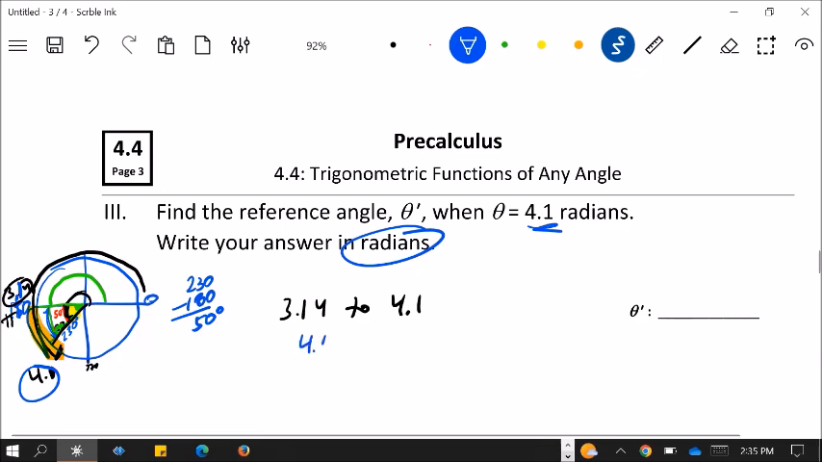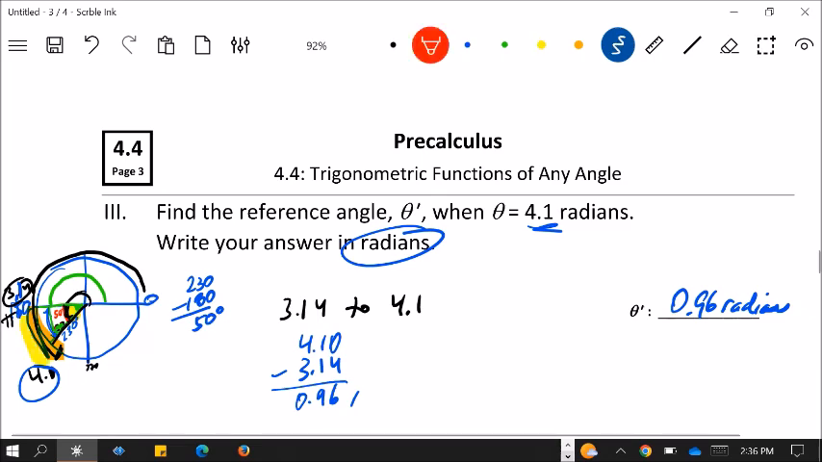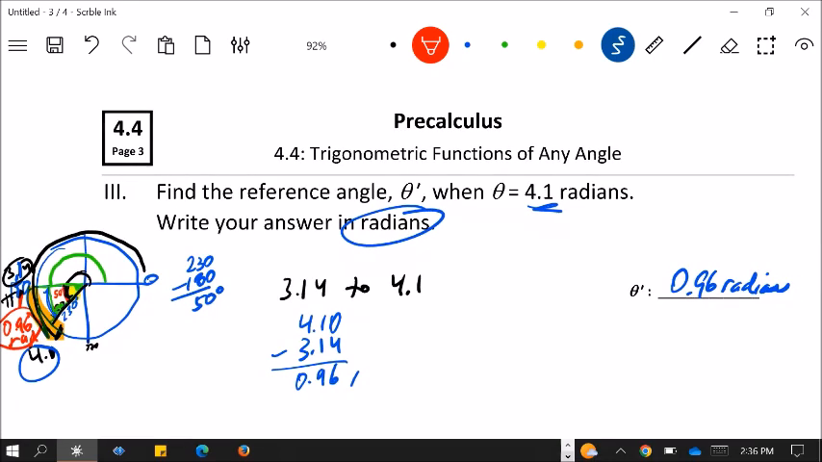To do that, we just simply subtract: 4.1 minus 3.14 is 0.96. So the difference between 3.14 and 4.10 gives you 0.96 radians. And that's what this distance is right here. So this is 0.96 radians from 3.14 to 4.1. There's another one underneath it.